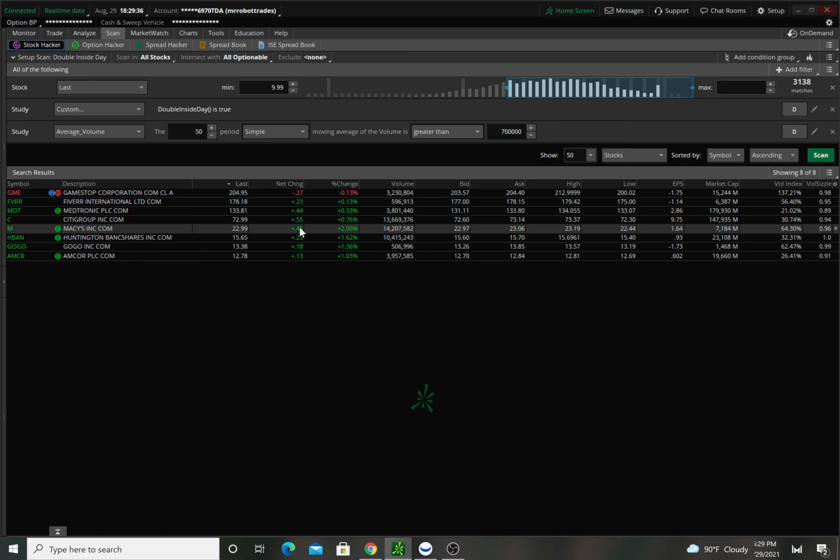So it doesn't just have to be names you're familiar with. You don't want to pigeonhole yourself into trading the same like 5 stocks over and over, although that has benefits. Still be looking at other things as well. So that's your double inside day.